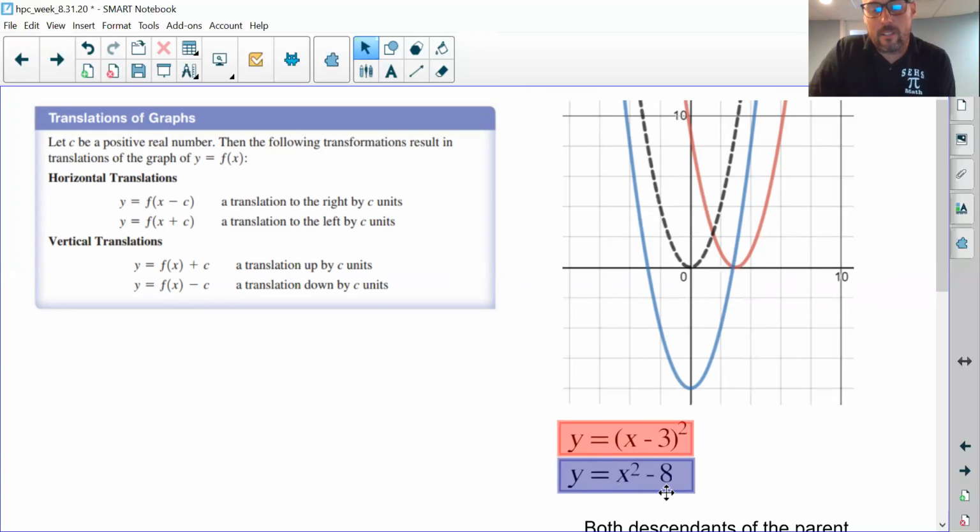And the difference, it's all about these parentheses. If you're within the grouping symbol, your movement is left and right. It affects the x value if you're within the grouping symbol. If you're away from the grouping symbol, it affects the range values, the ups and downs. That's a guideline.